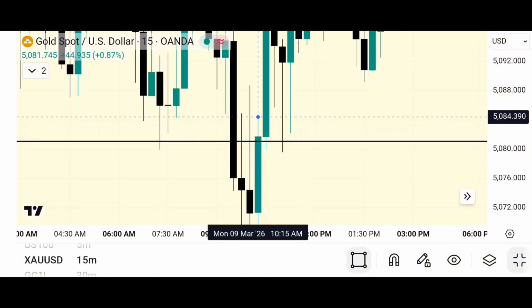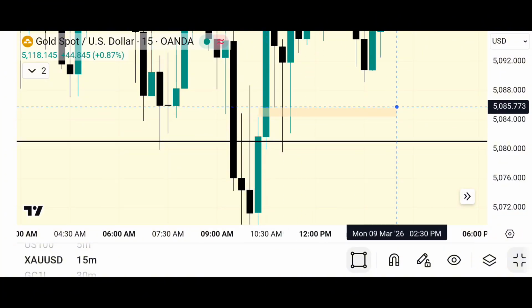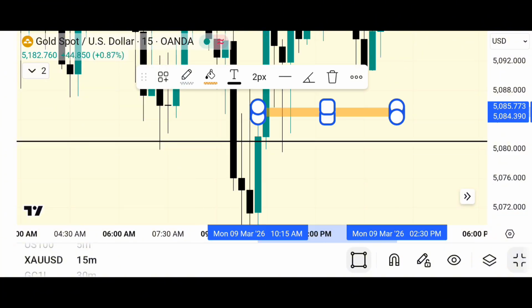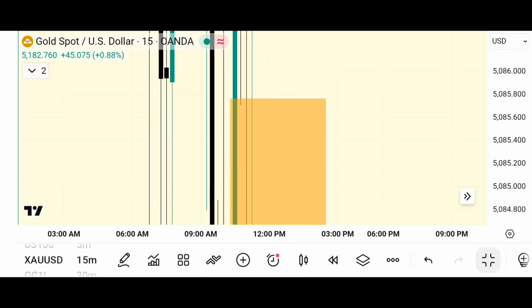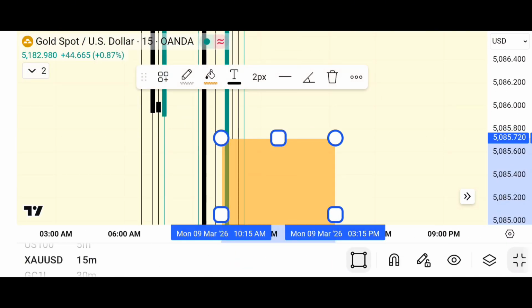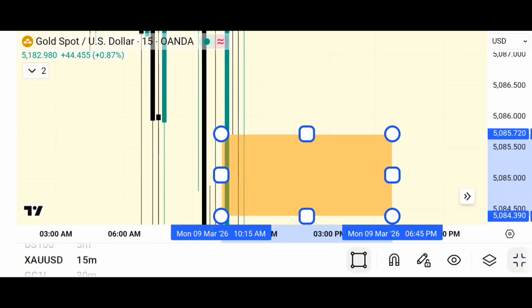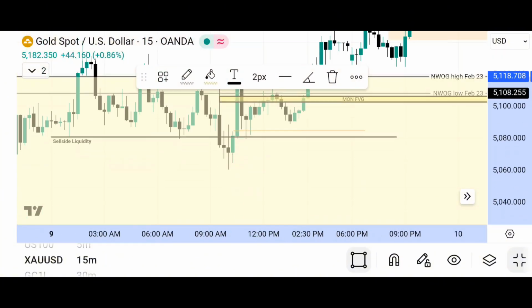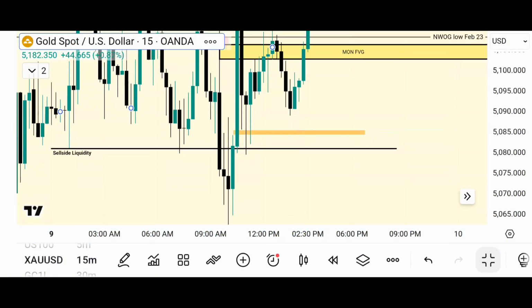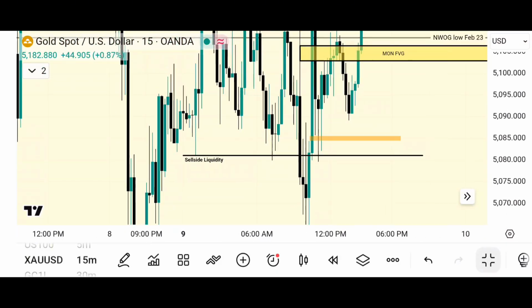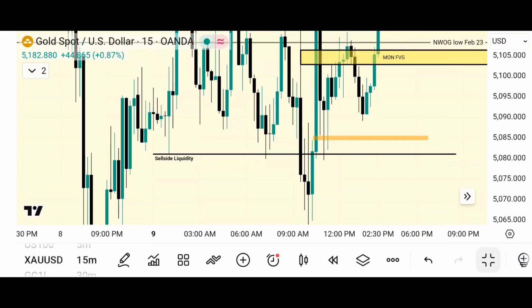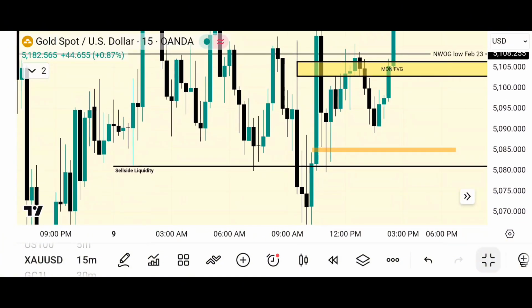So I'm going to annotate this fair value gap with a different color so you would be able to capture it. It's very small. This is how it looks. This is how the fair value gap looks on the 15-minute time frame.